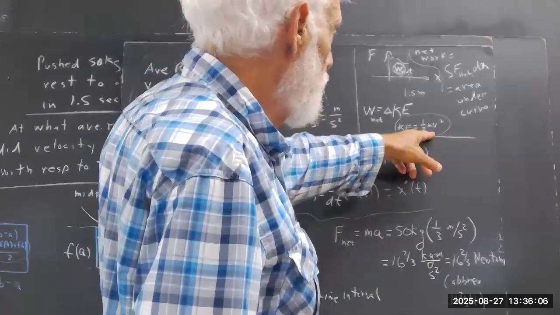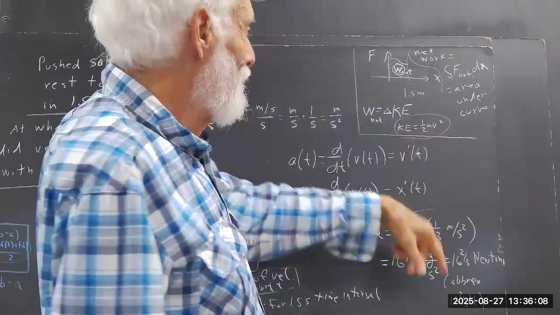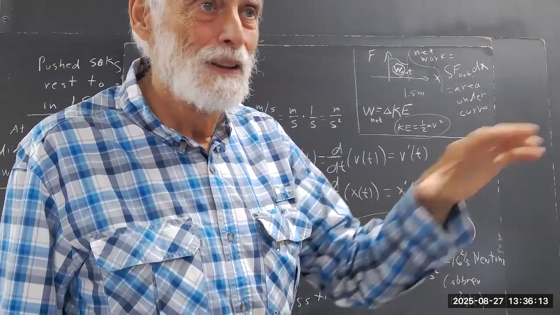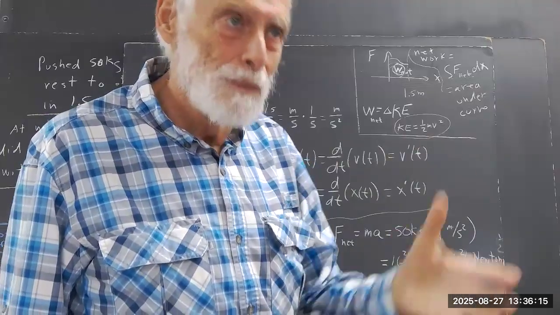Why is kinetic energy 1/2 mv squared? Because the work is the integral of the force with respect to distance. We'll see why that is.